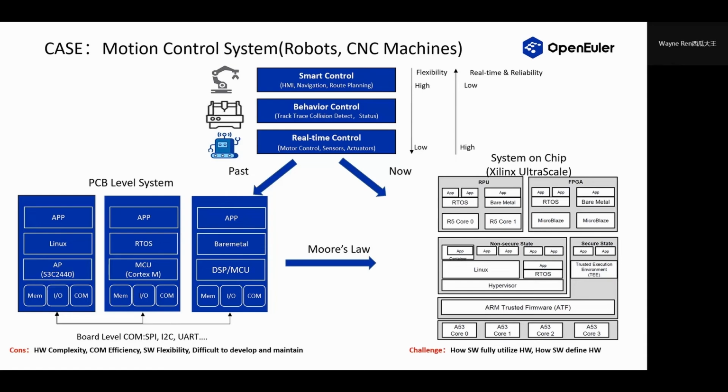Thanks to Moore's law, the ability, density, and integration of hardware become better and better. Now, the previous PCB-level system can be implemented in one system on chip, such as Xilinx UltraScale, where you can find an application processor, real-time processor, hardware accelerator, and FPGA integrated together. But the fast evolution of hardware also brings challenges for software. How does software fully utilize hardware resources? Further, how does software define hardware?